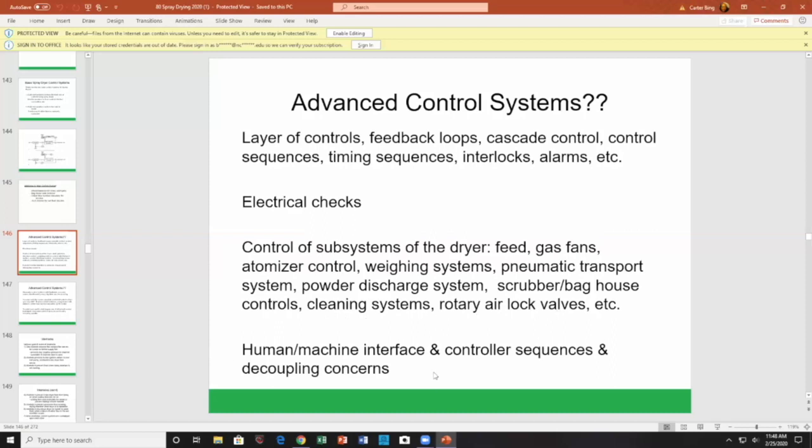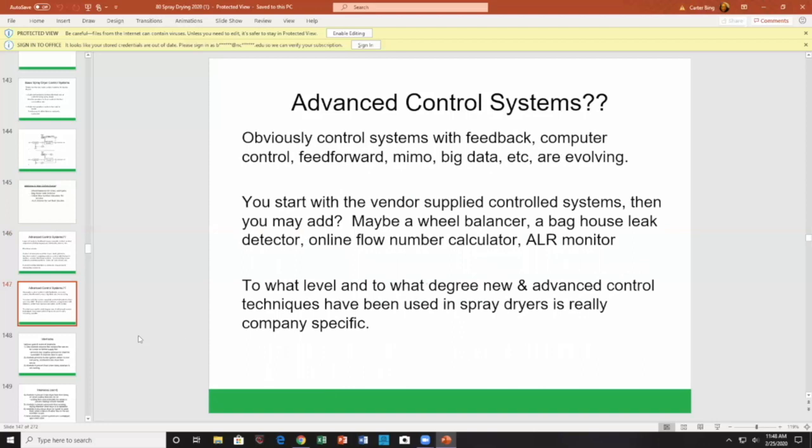Then you might get into man-machine interface situations or controller sequences and decoupling. So, all kinds of feed forward and feedback, computer control, multiple input, multiple output, data, big data. I'm sure it's evolving. You start with what the vendor supplies of the control system and then add, as I said, several of the items you might wish to add. To what degree new advanced control systems have been used in spray dryers is really company specific. Some companies don't want to change anything. Some companies are interested in control.